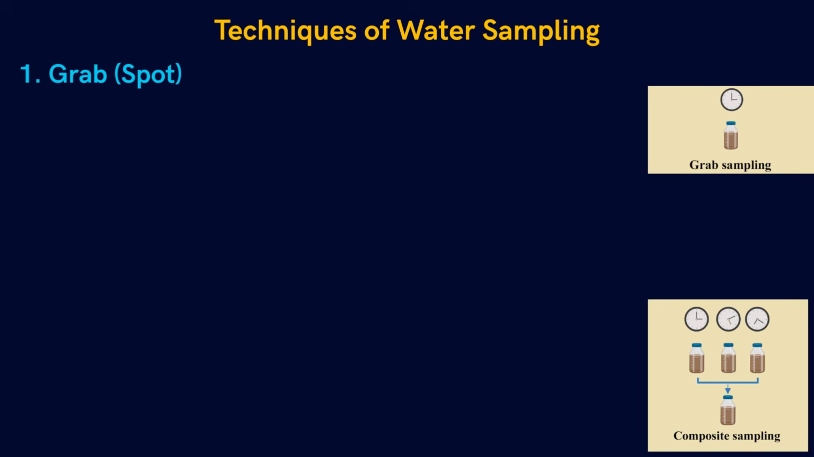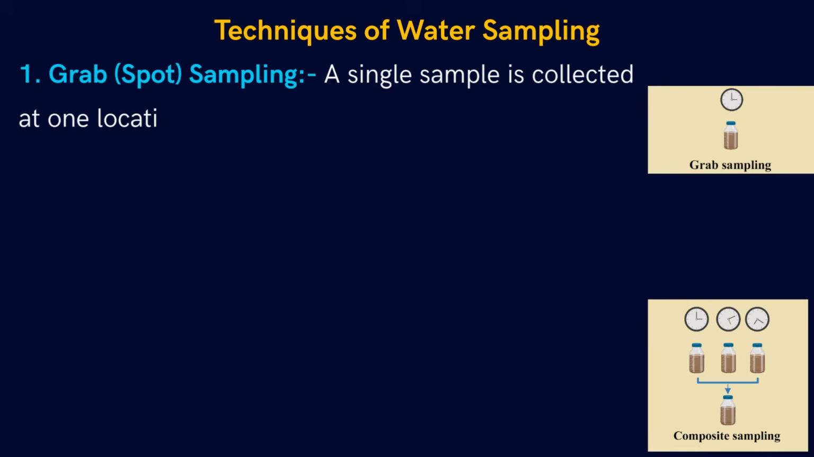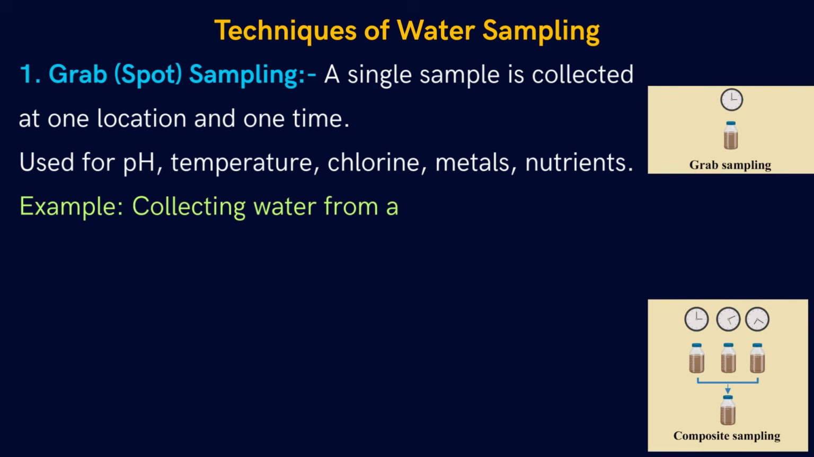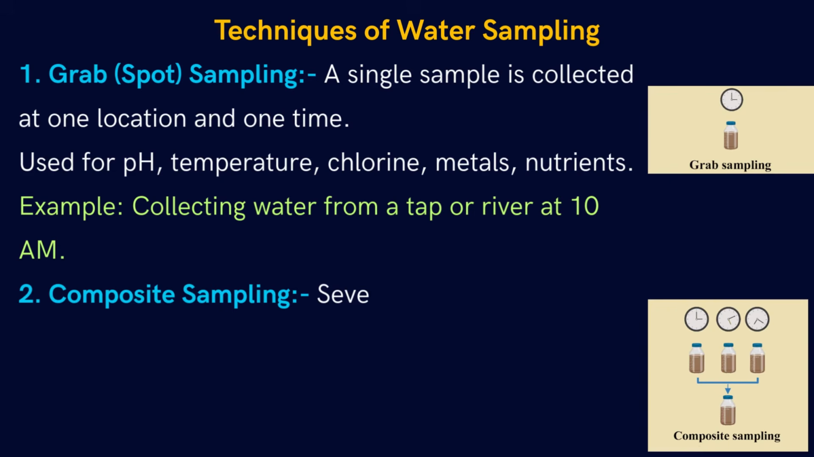Here we will understand the technique of water sampling, where first one is grab, spot, sampling. A single sample is collected at one location and one time. Used for pH, temperature, chlorine, metals, nutrients. Example: collecting water from a tap or river at 10 am.